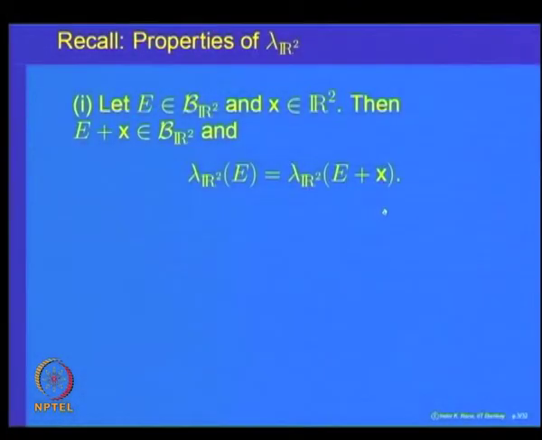So, let us begin. Today's topic is going to be Lebesgue measure and its further properties. Let us just recall what we had shown in the previous lecture: that if E is a Borel measurable subset of R 2, then its translate E plus x is also a Borel measurable subset in R 2 and the Lebesgue measure of the translated set is the same as the Lebesgue measure of the original set, very much similar to the properties on the real line.